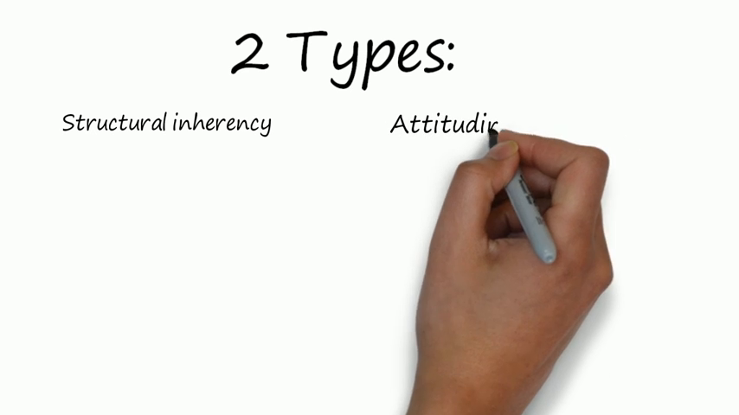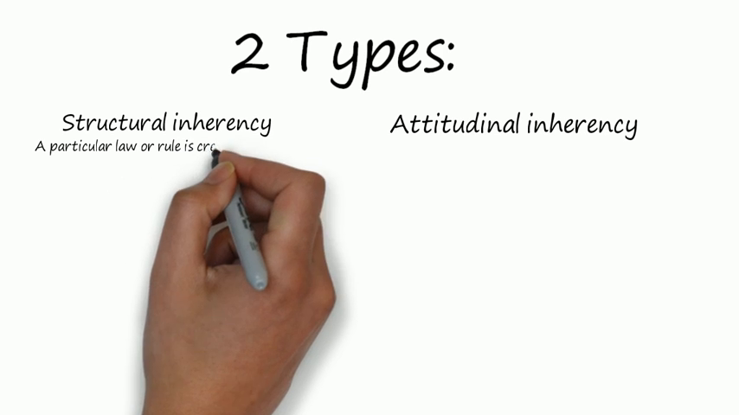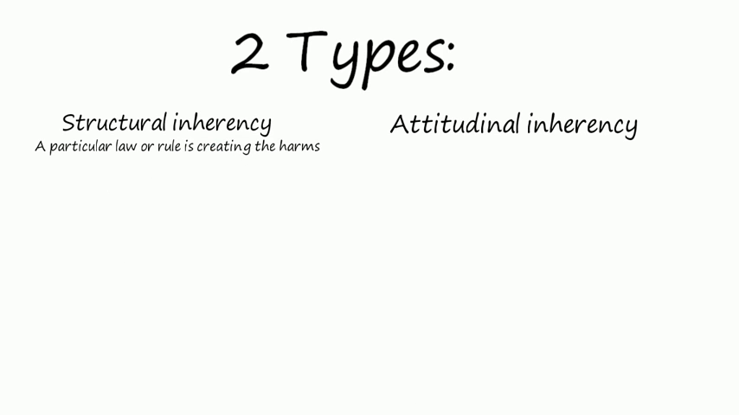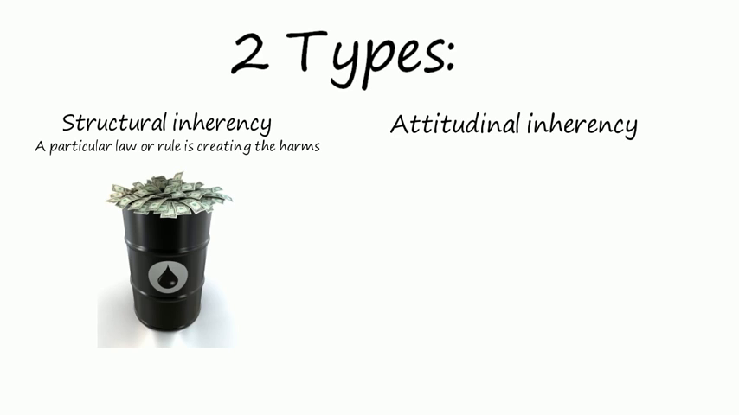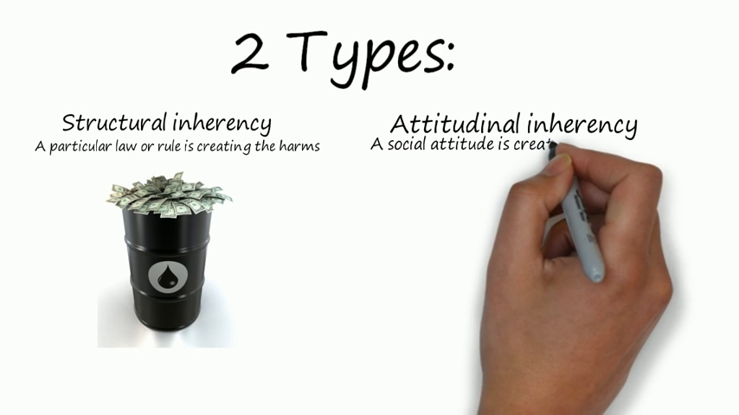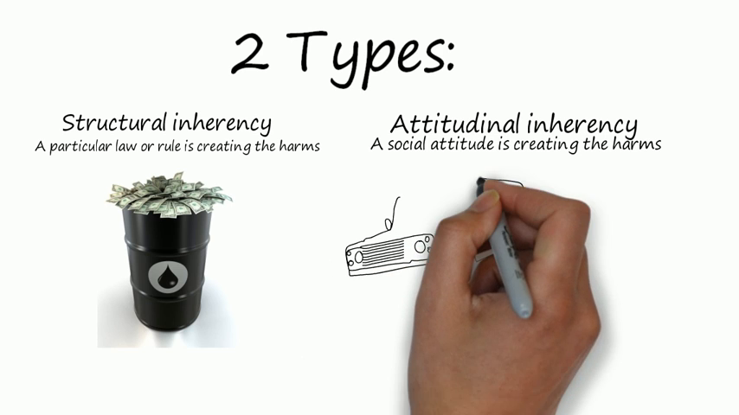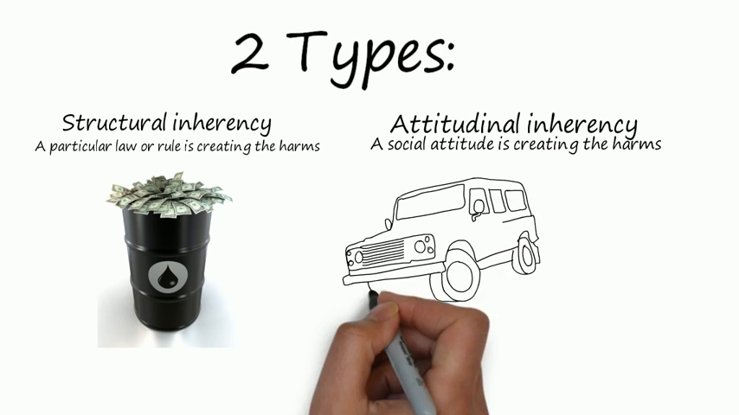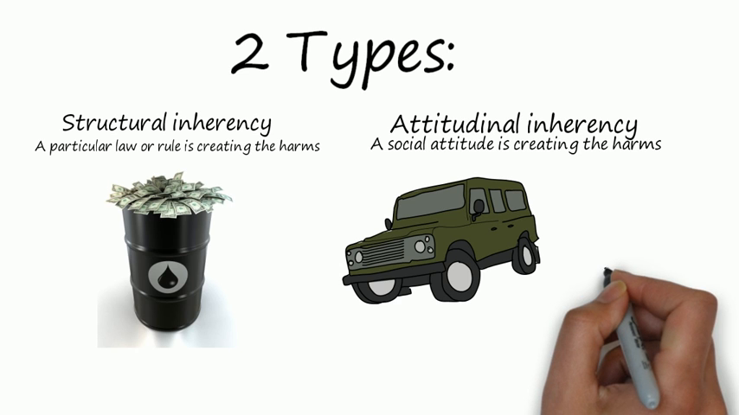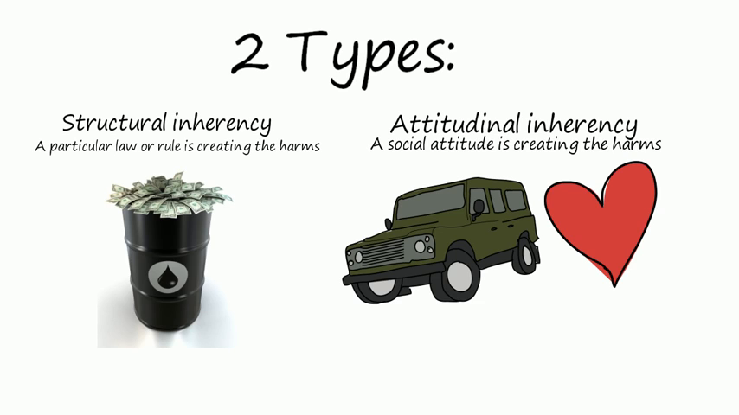Structural inherency argues that there is a law or policy that is creating the harms. For the global warming case, an argument could be made that the subsidies that are given to companies for fossil fuel extraction, and the use of those fossil fuels, contribute to global warming because of carbon emissions. Attitudinal inherency is a type of inherency that argues that there is a common behavior or attitude that perpetuates the harms. So, for the global warming case, one could argue that people generally prefer fossil fuel sources of energy because it is cheaper and more reliable.